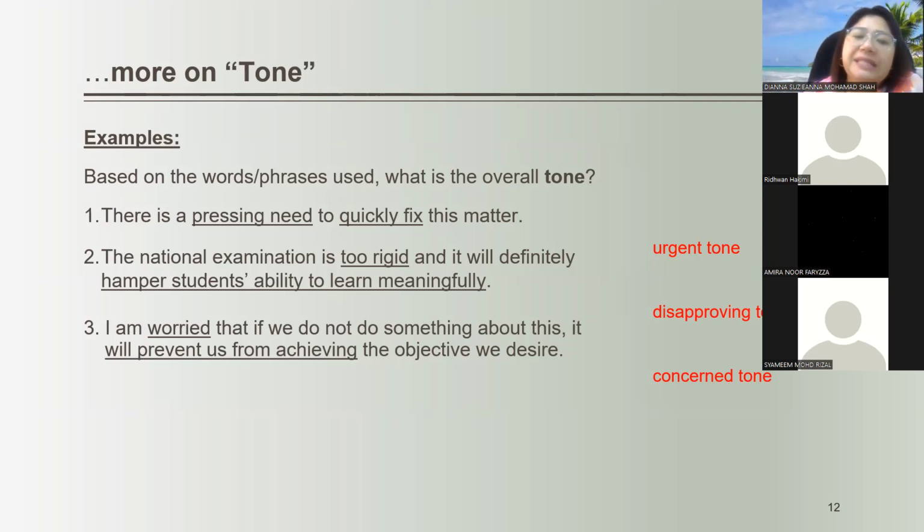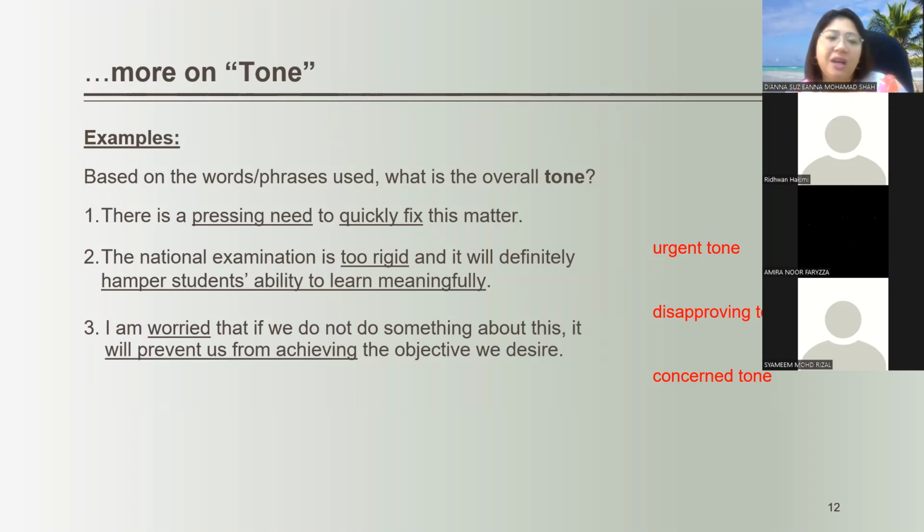There is a pressing need to quickly fix this matter. Okay, look for the word pressing. Pressing need to quickly fix this matter. So it means that you need to have an immediate effect to fix this matter. Hence, the tone used is actually an urgent tone, because they need immediate action. There is a pressing need to quickly fix this matter.